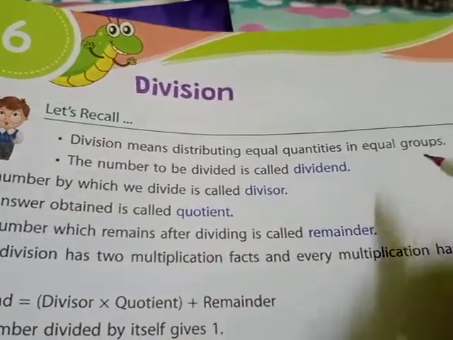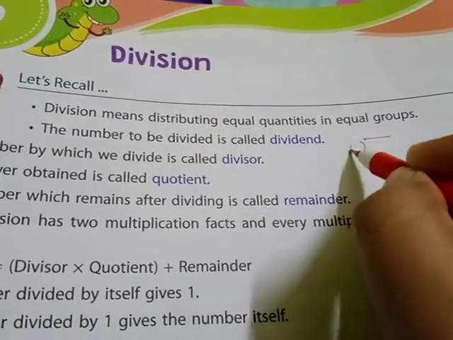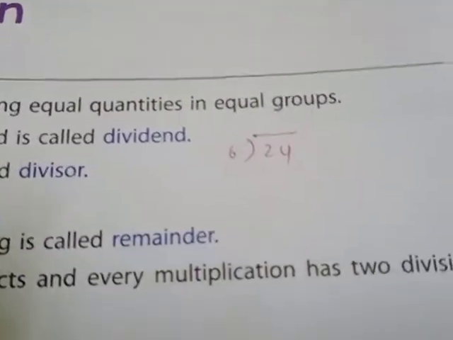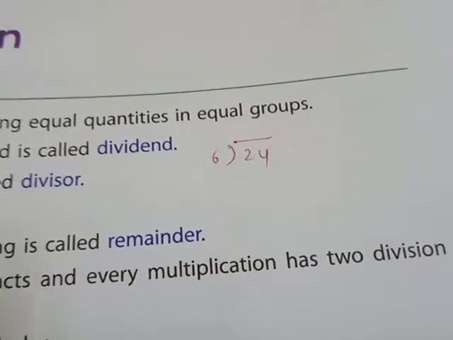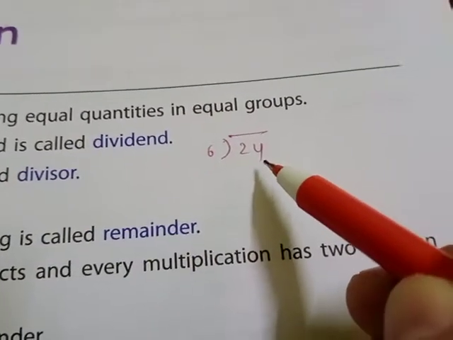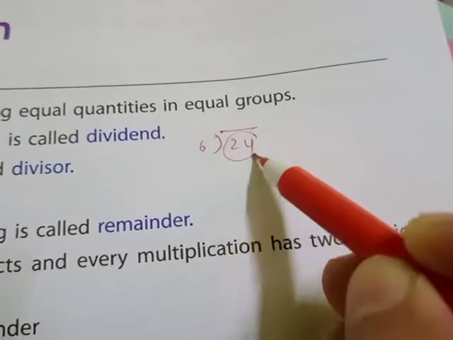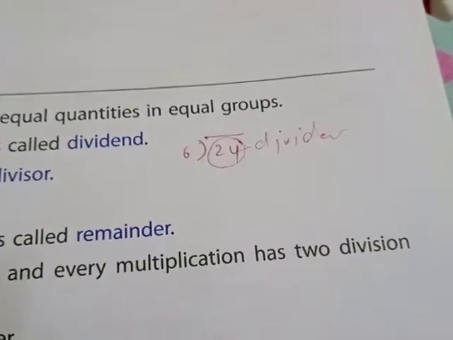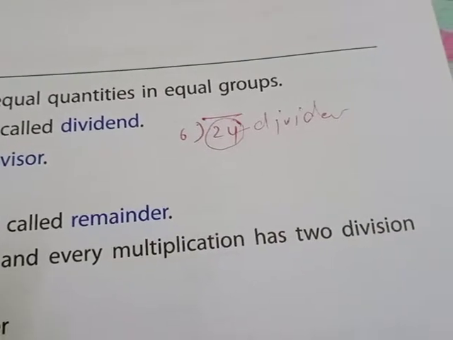For example, I am writing like this, 6 and here 24. So here, which number do we have to divide? We have to divide this 24, na? So 24 is known as the dividend. Clear? What is the dividend? The number which we have to divide.